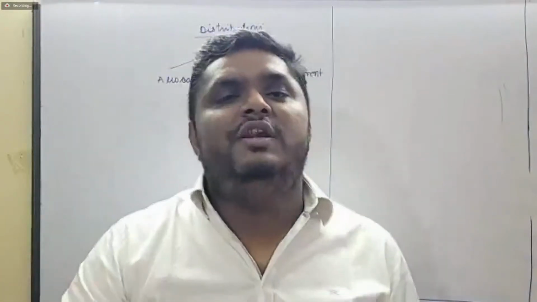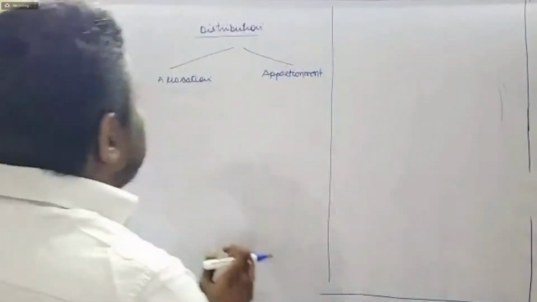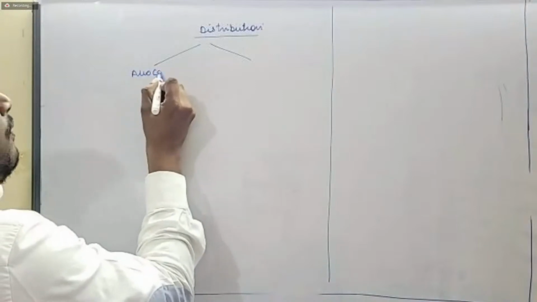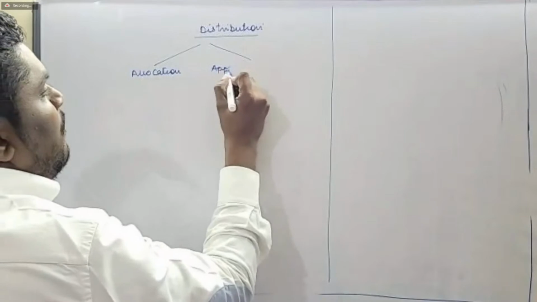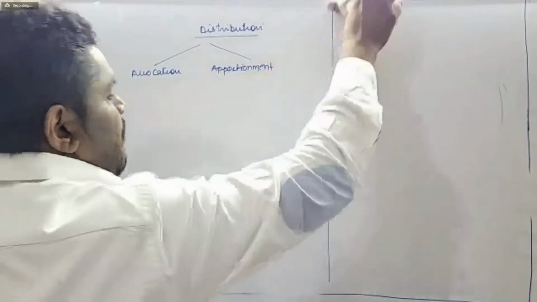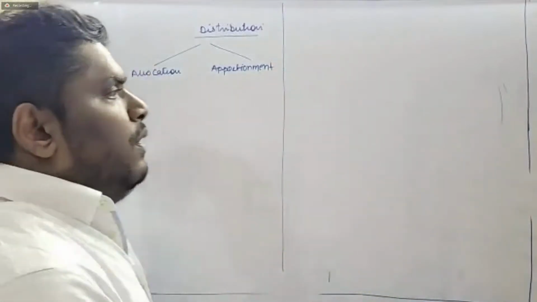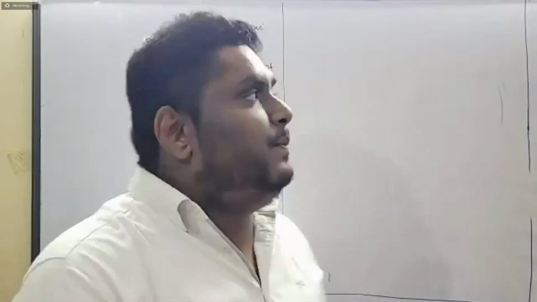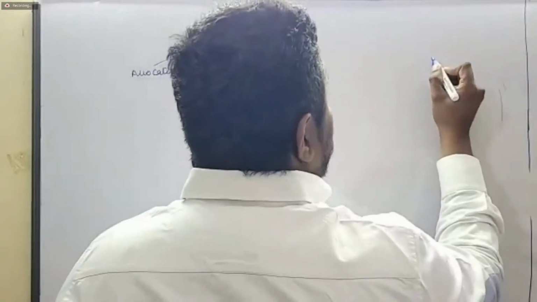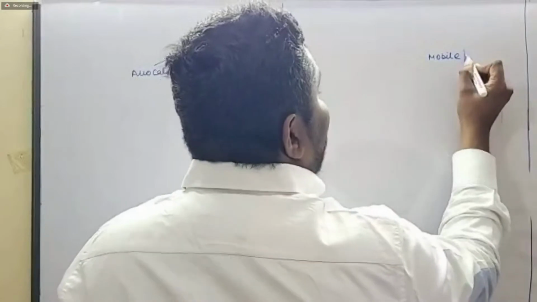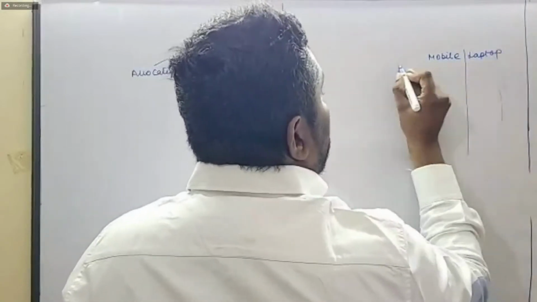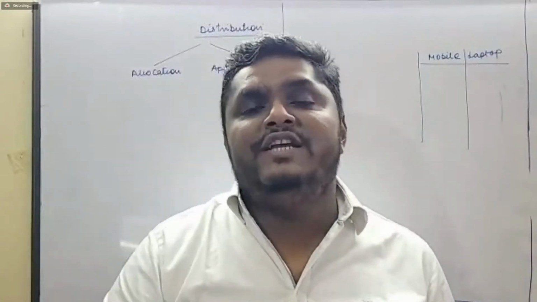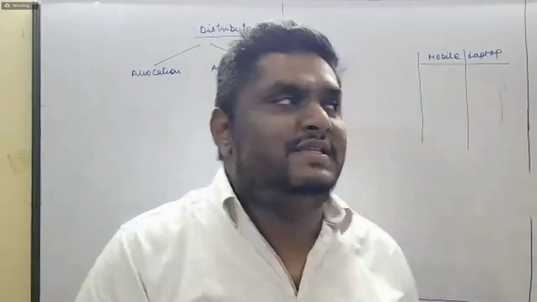Now, what is the difference between allocation and apportionment? Let me discuss this with the help of an example, where in the same example, I manufacture mobile phones and laptops. Now, management has provided us the data that the following are the expenditures that are incurred apart from direct material, direct labor, and direct expenses. We call them overheads.